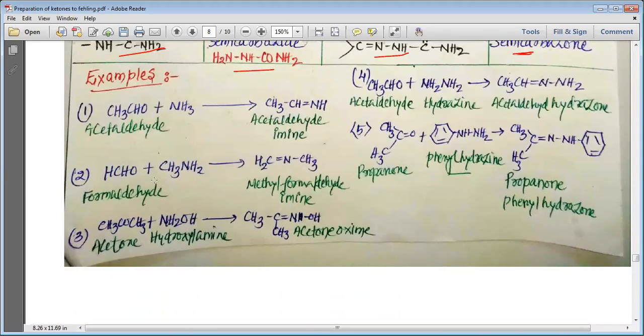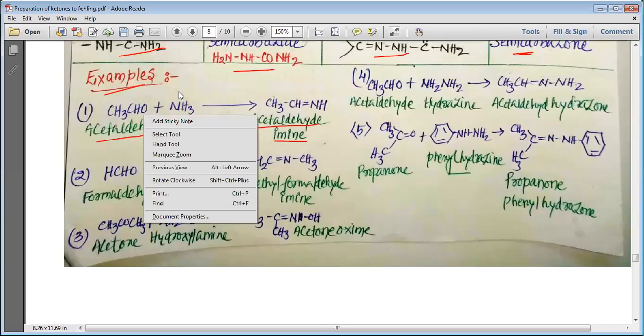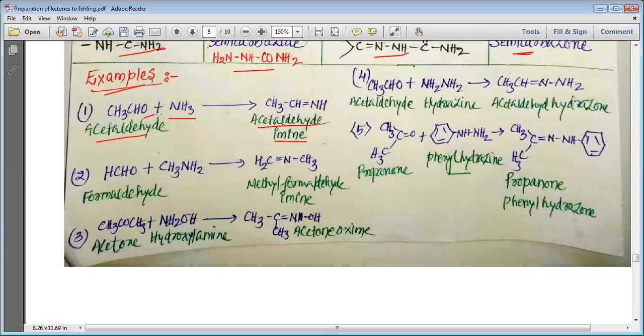So this is how, my dear students, we understand the addition of ammonia and its various derivatives. Let us understand them with examples. If we take acetaldehyde and allow it to react with ammonia, we get acetaldehyde imine. The oxygen is removed by the reaction, and the carbon and nitrogen combine with a double bond here. So you get this product.